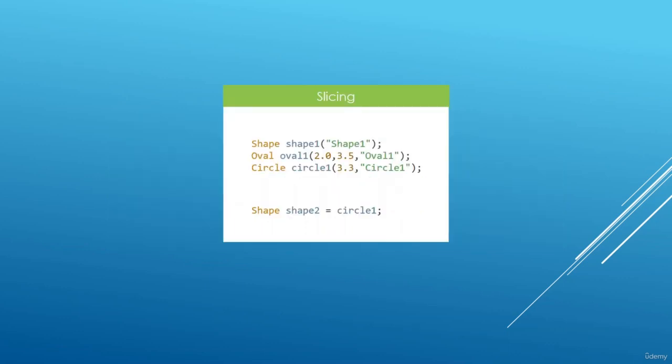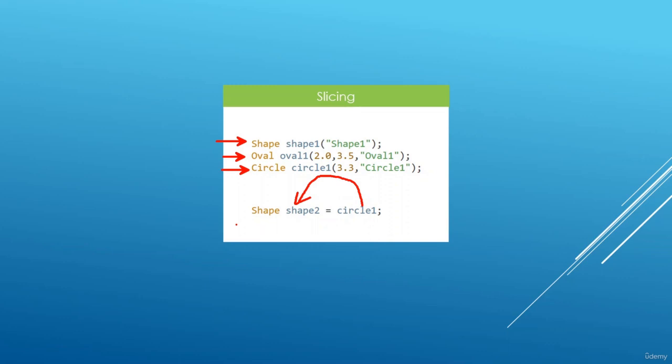Okay, the first thing I want to bring your attention to is object slicing. And we're going to look at a simple example here. We have our objects, we have a shape object, we have an oval object, and we have a circle object. And down here, we want to assign our circle object to a shape object. Now, notice that here we are not using a pointer or a reference. These are just raw objects that we are assigning to each other.